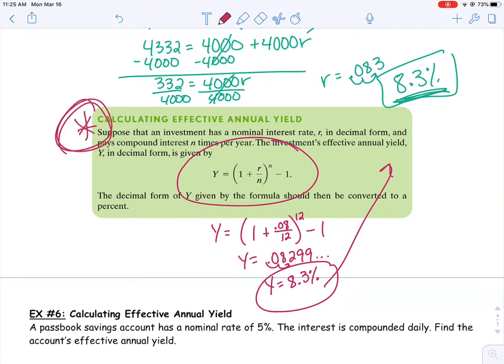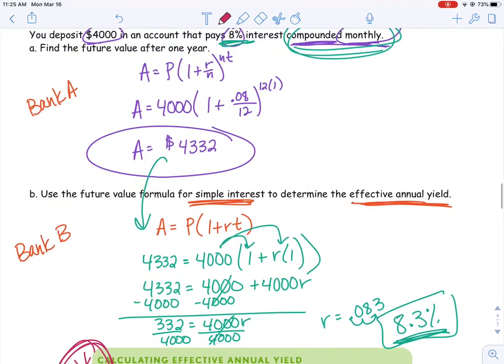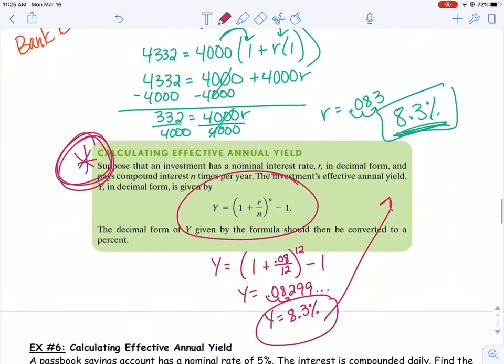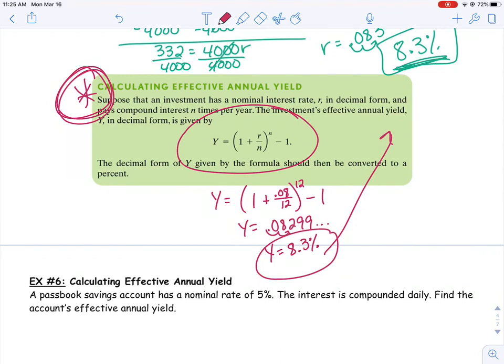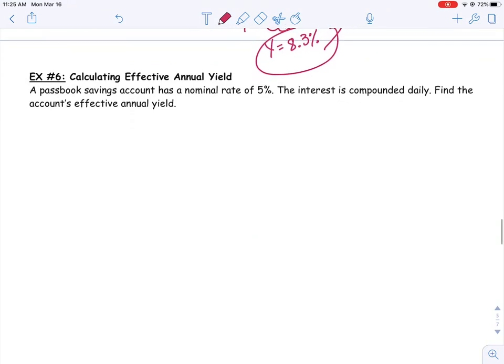So next time on your test, when I ask you to use the effective annual yield formula, it is much easier to use that formula to get the effective annual yield than it is to work out all those steps up above. So make sure that you know how to use that formula so you can quickly calculate for me the effective annual yield. That's the simple interest rate that you'd have to get to make it equivalent to that compound interest rate. Okay, let's try one more real quick with new numbers, finding the effective annual yield.